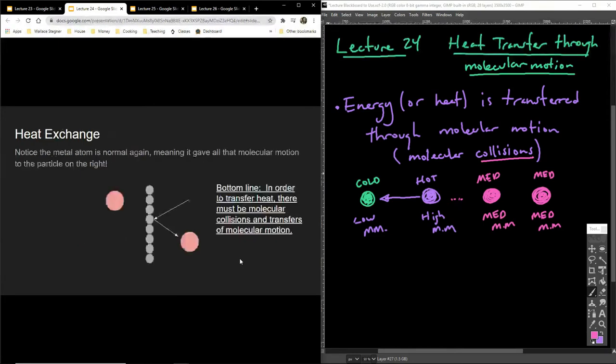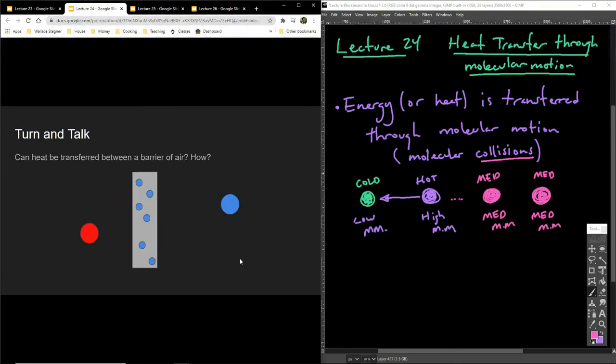Let's think of another barrier. We were looking at a metal barrier, but let's look at a barrier of air. So it's like an empty box, but it has air particles in it. How is the heat going to be transferred in this scenario? Well, it's going to be the same thing. You've got to have a molecule come over and provide a collision. So an air molecule comes over to the side of the box, and then one of the molecules with high energy comes over and collides with it.